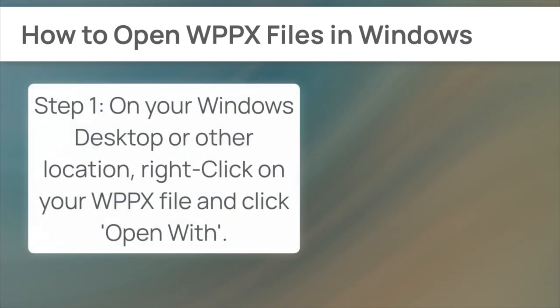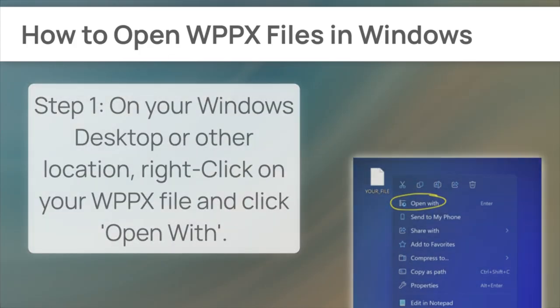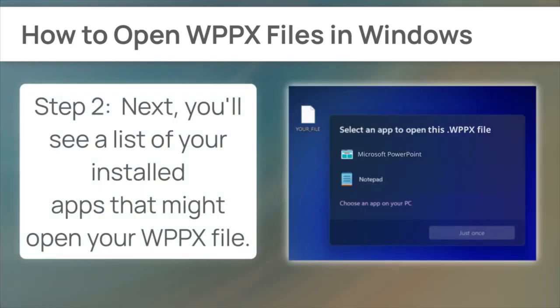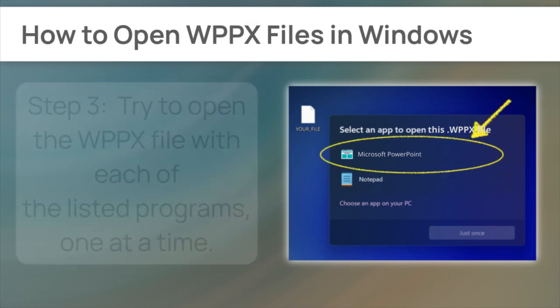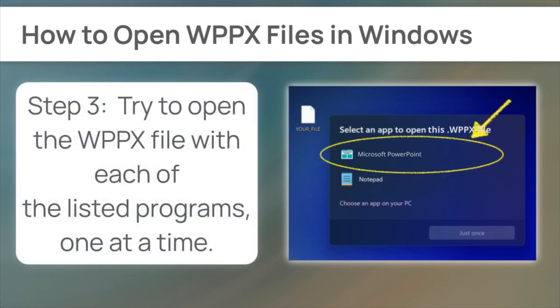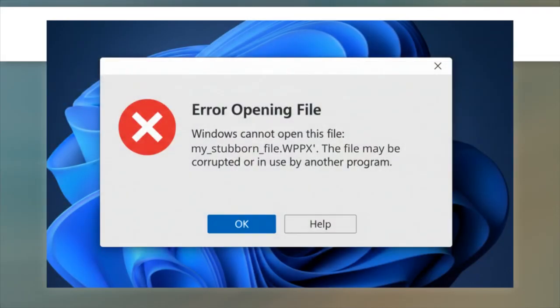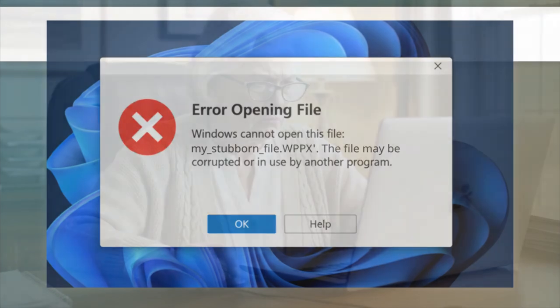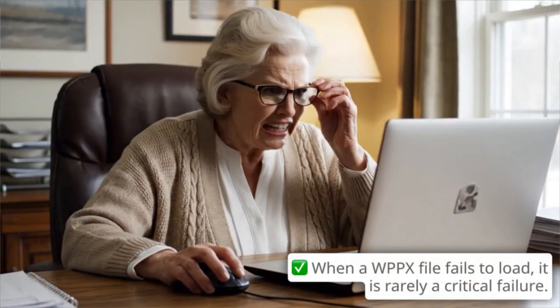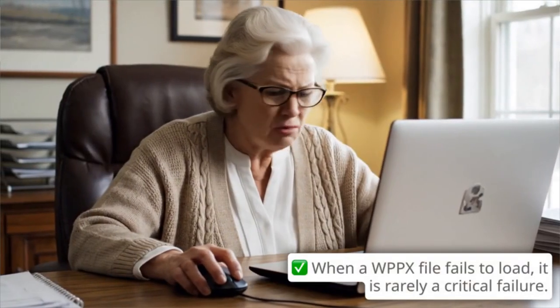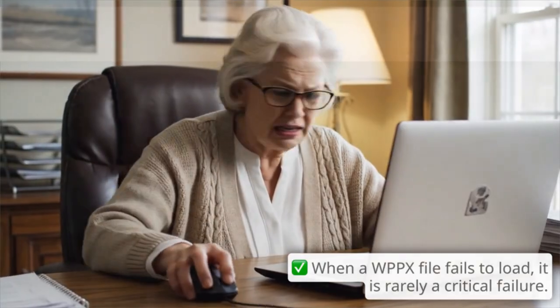The first step is testing the ecosystem. Right-click your WPPX file and hit Open with. Try the recommended Microsoft PowerPoint first. If it's missing, choose another program. It's common to need more than one attempt. If your WPPX file continues to fail when opening, that is okay. The stubbornness of the file suggests a specific weak spot. Let's test these common failure points immediately to see where the problem is originating.